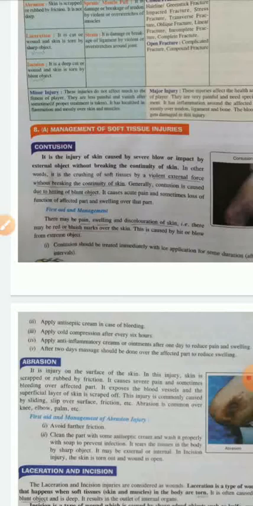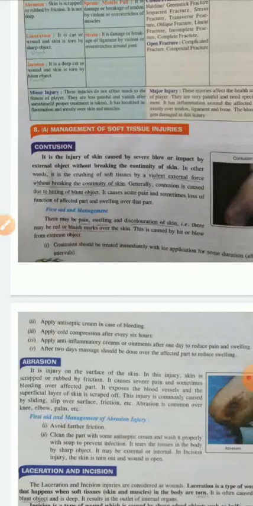How can you manage it? First aid for contusion. First, apply ice for some duration. For soft tissue injury, use ice over the affected part. Second, apply antiseptic cream in case of bleeding. If there is bleeding, use antiseptic cream.